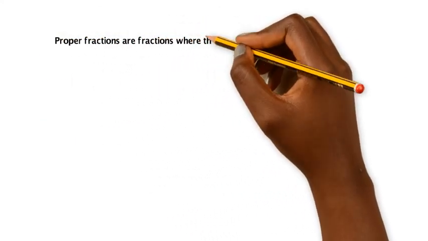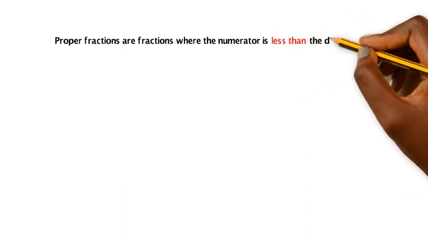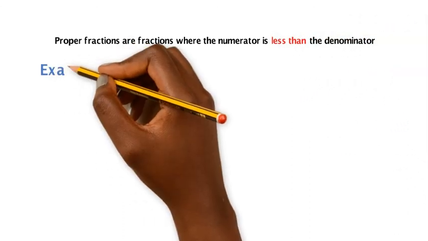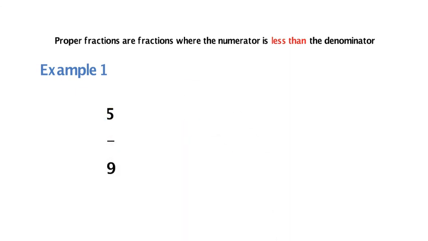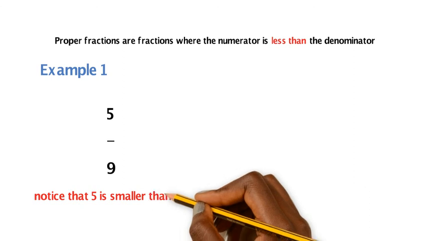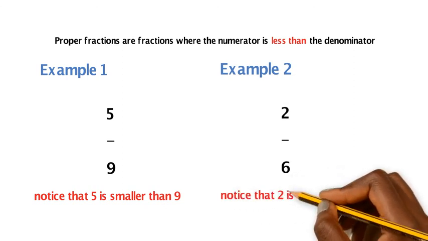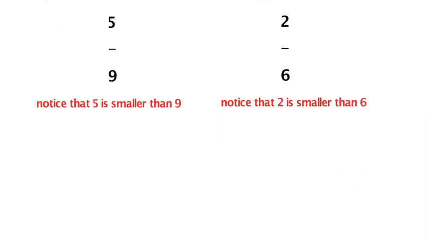Proper fractions are fractions where the numerator is less than the denominator. So these are proper fractions. Example 1, if we have 5/9, notice that this time the 5 on top is smaller than the 9. And example 2, if we have 2/6, notice that the 2 on top is smaller than the 6 at the bottom.